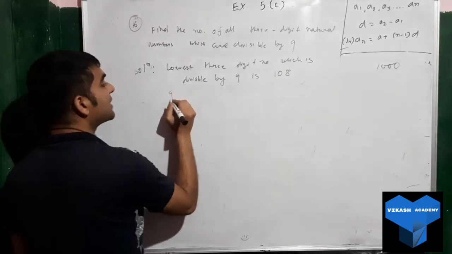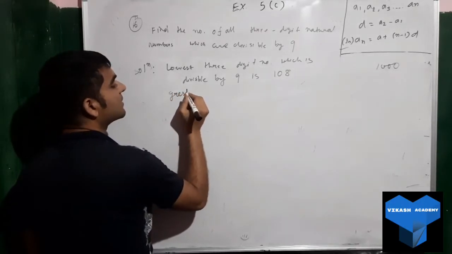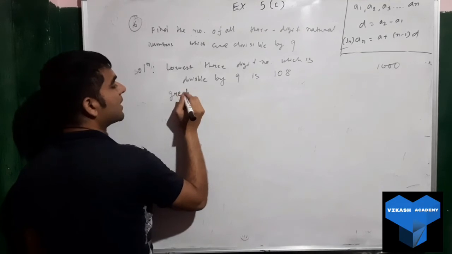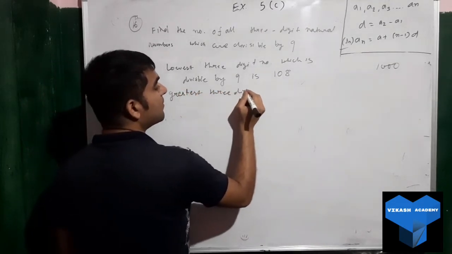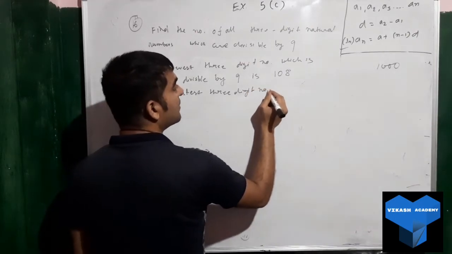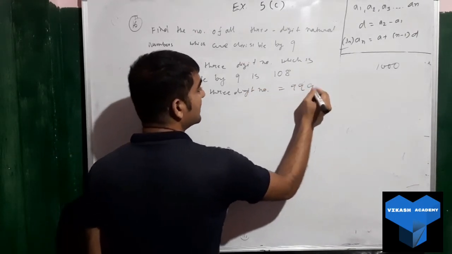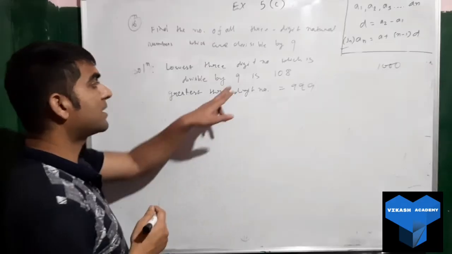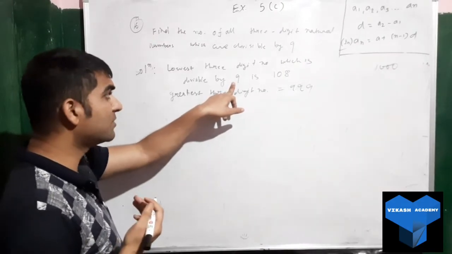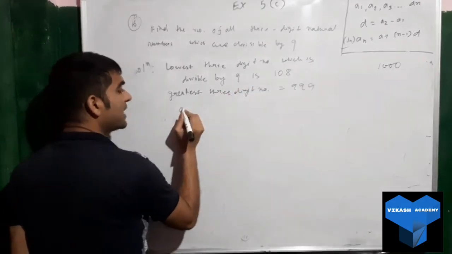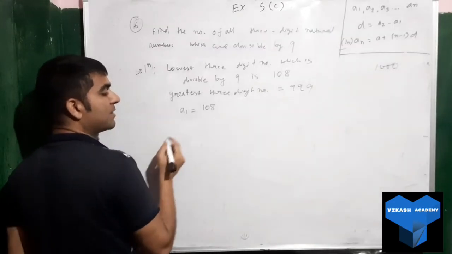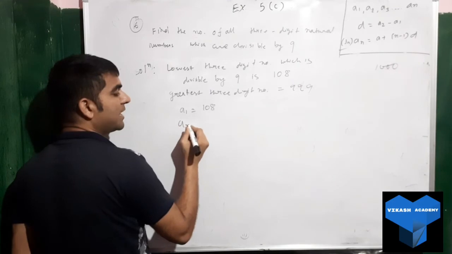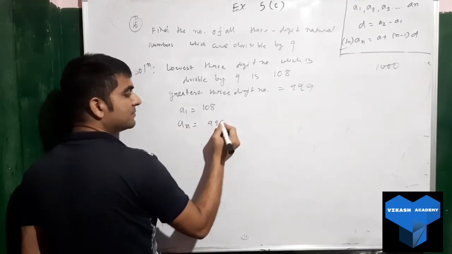So we write the greatest three-digit number is 999. The lowest one is the first term, so 108 will be the first term, A1 is 108. Next, the last term, An or Tn, is 999.